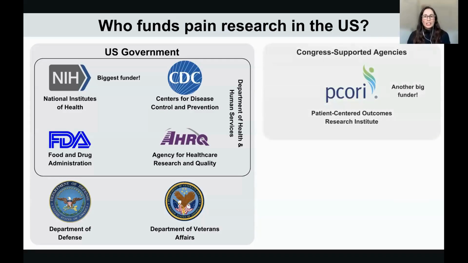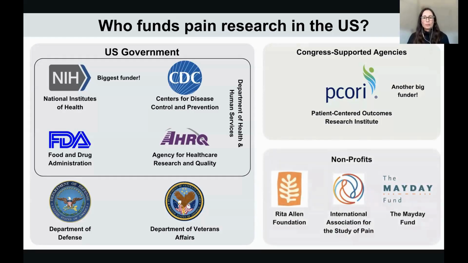Then there are some agencies that are not part of the government themselves, but they're supported by Congress or other sorts of government funding. And so this one is PCORI, which you might have heard of, which is the Patient-Centered Outcomes Research Institute. And this is another big funder of pain research. And then finally, there are some smaller nonprofits that give out funding for early projects that are not really large scale. They're really done on either small groups of people or in animals. And this is funded through nonprofit organizations.